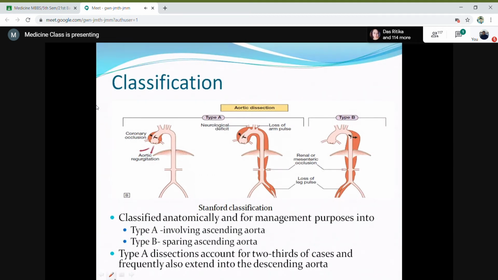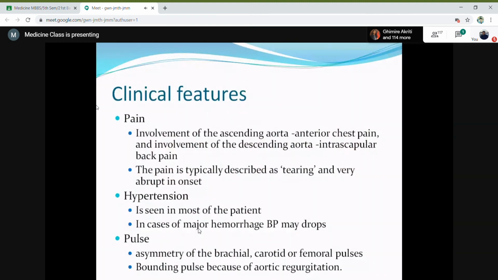In most of the aortic dissections which are type A, they also extend into the descending aorta. Sometimes this dissection may extend up to the descending aorta, but even though there is involvement of the descending aorta, it will be type A. So involvement of the ascending aorta is the only criterion for dividing it into type A and type B. Type A accounts for two-thirds of the cases of aortic dissection. Okay, so what are the clinical features?